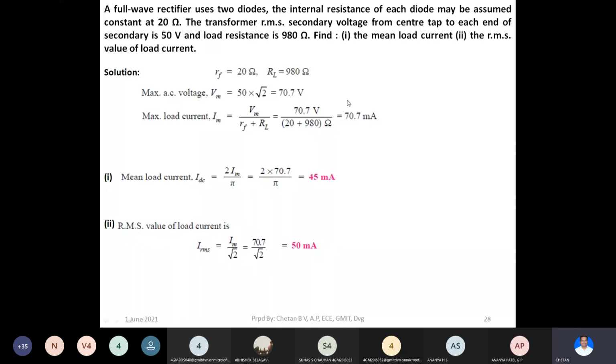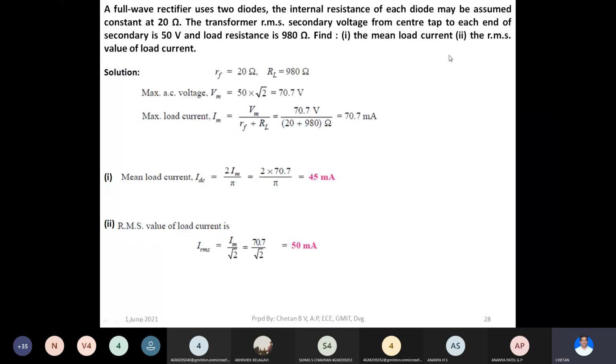Now, what is asked here is, after obtaining VM and IM value, you have to find out the mean load current. Means you have to find out the IDC value. For full wave rectifier, already we have derived the IDC value or mean load current or simply load current. IDC will be equal to 2 times IM by pi. So 2 times IM, 70.7, divided by pi. You will get around 45 milliampere.